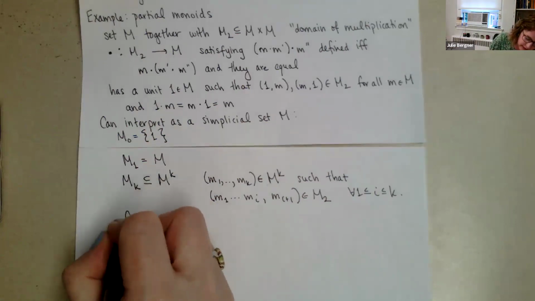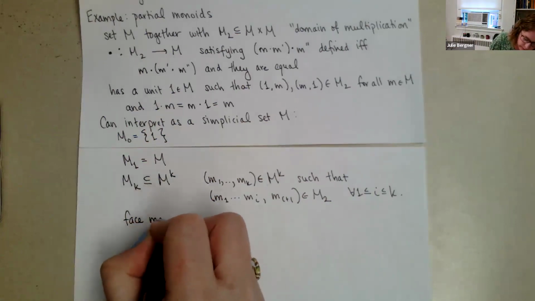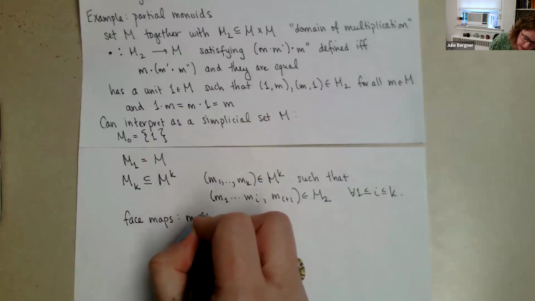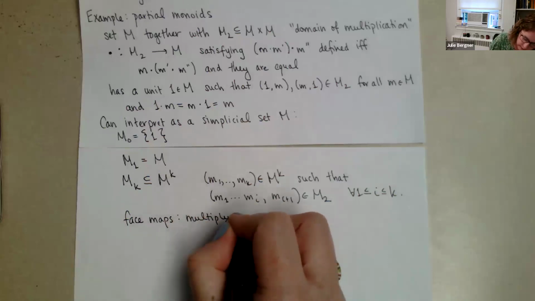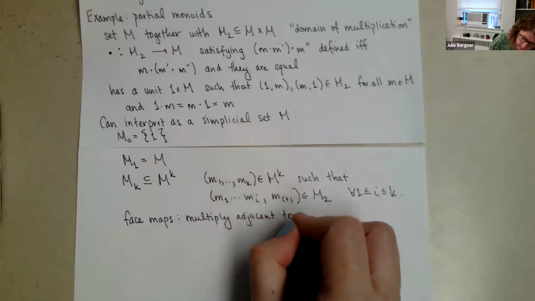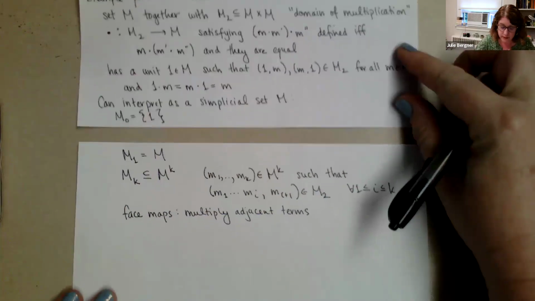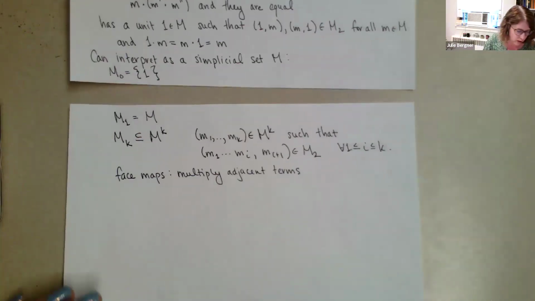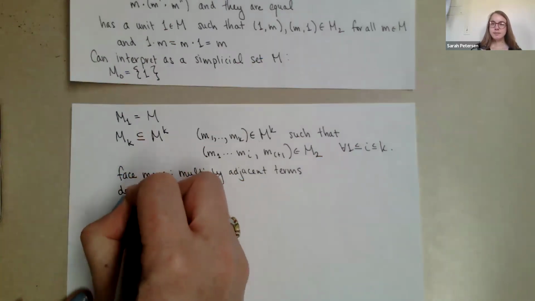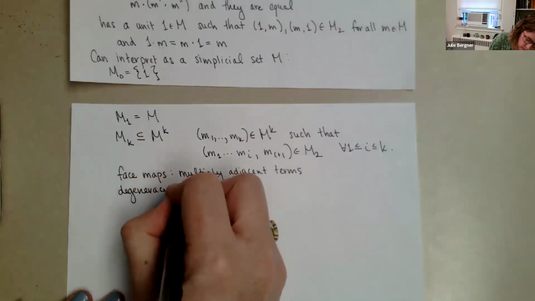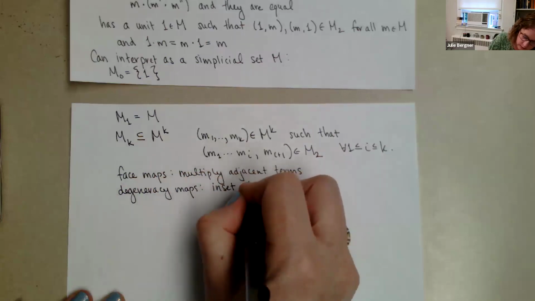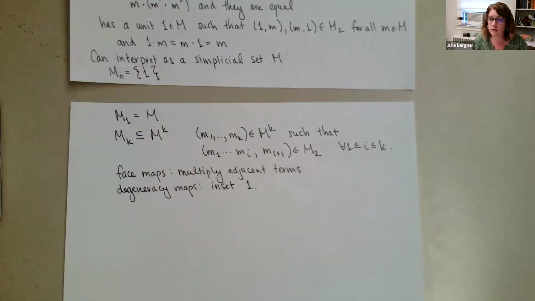And then our face maps are given by multiplying adjacent terms. Those are the middle ones, the outer ones, then you just drop terms. And then the degeneracy maps, you just insert an identity. Was there a question, Doug?